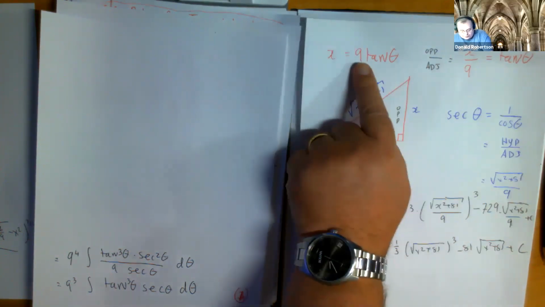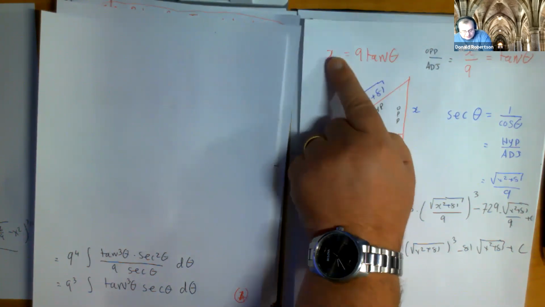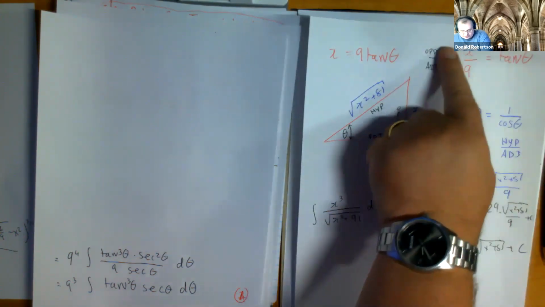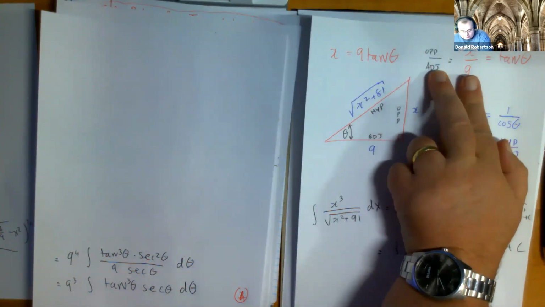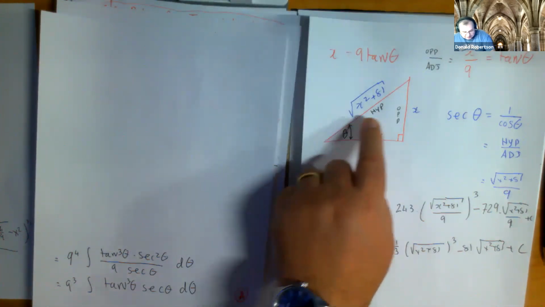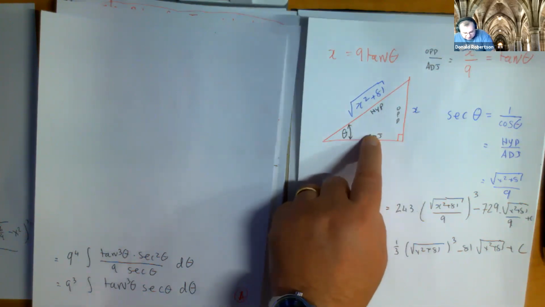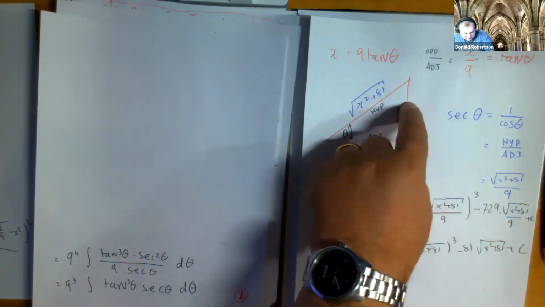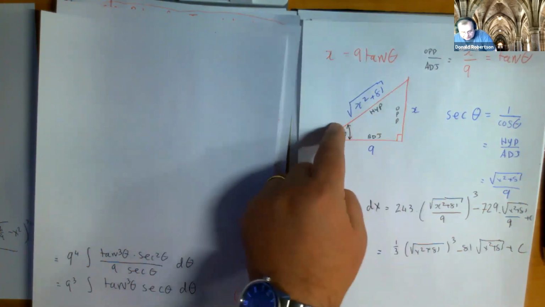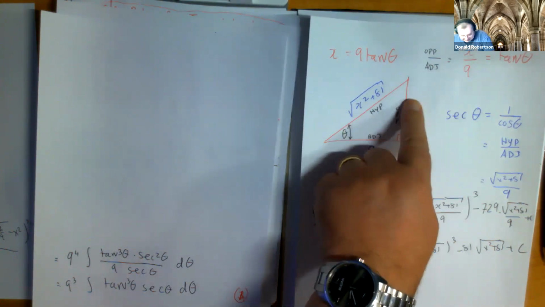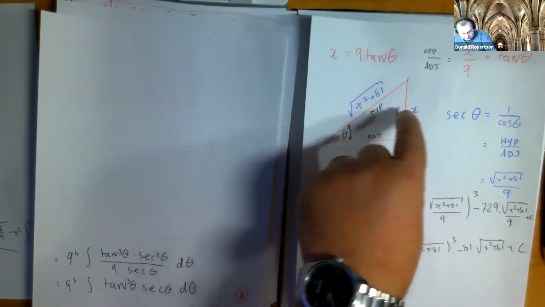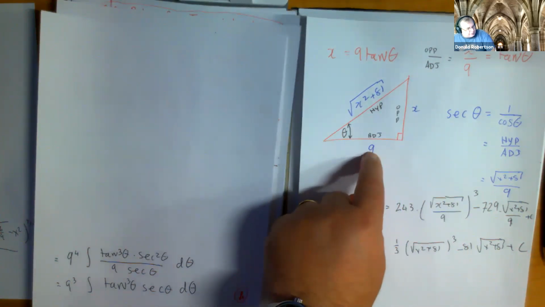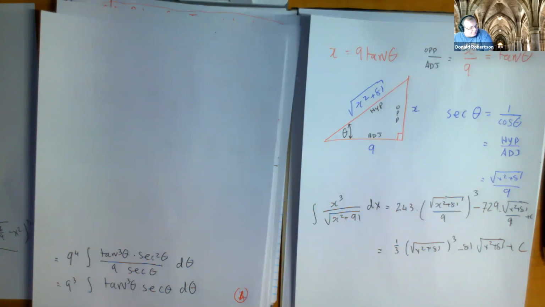From x equals 9 tan theta, I divided both sides by 9 to get this. I know that the tangent is opposite over adjacent, so that makes the opposite an x, and the adjacent a 9. So from this triangle, the opposite goes here, the adjacent goes here, and the hypotenuse goes here. The opposite gets an x, the adjacent gets a 9. Then Pythagoras says that the hypotenuse is this guy squared plus this guy squared, and then you take the square root of it, and that's how I got the third one.